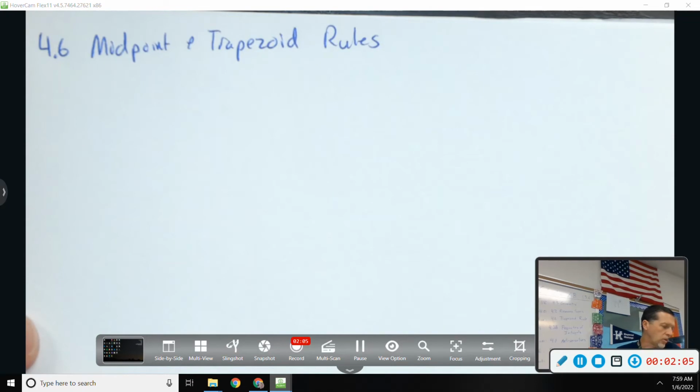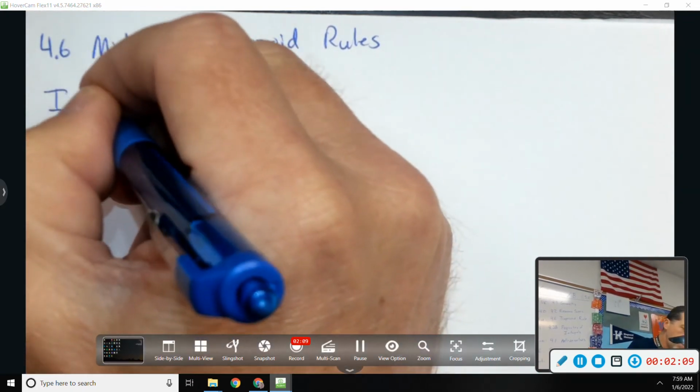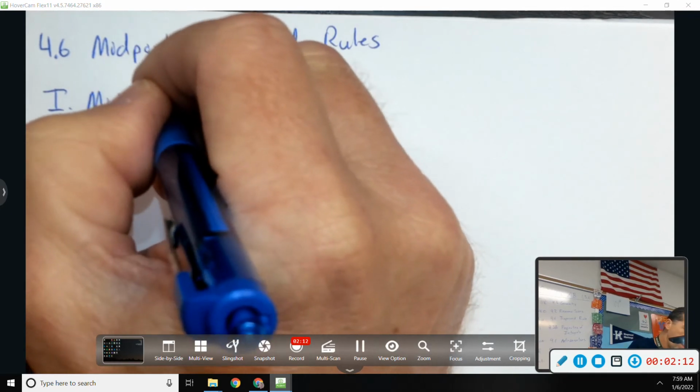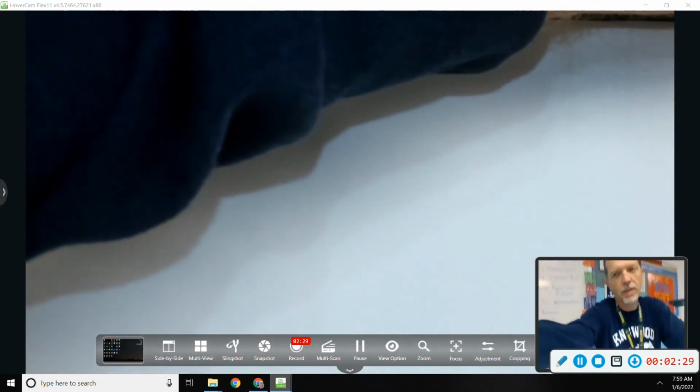Midpoint and trapezoid rules. So first, midpoint rule. So let's back up a second. The left-hand Riemann sum, or the left rectangles, you use the height at the left side of the rectangle. The right-hand sum, you use the height at the right side of the rectangle.